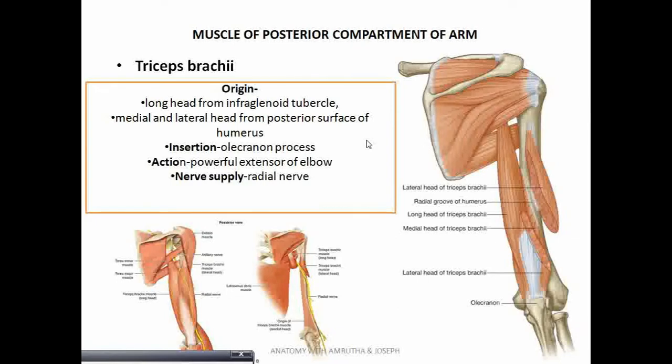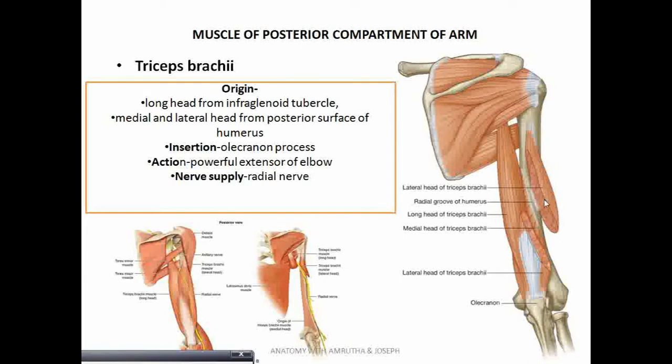The muscles of the posterior compartment of the arm. There is a single muscle here, that is triceps brachii. Triceps brachii has 3 heads. Tri means 3. Origin from the long head is from the infraglenoid tubercle, that is from the scapula. This is the long head. Medial head.